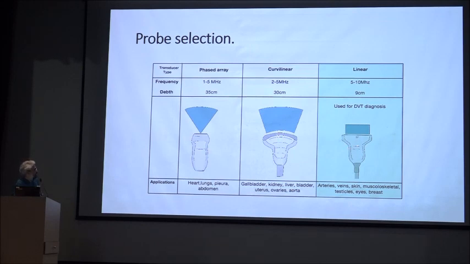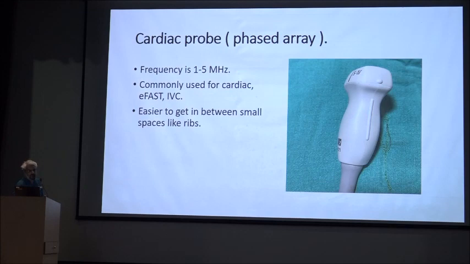And the other probe, the linear probe, is usually a high frequency probe. The higher the frequency, the lesser the penetration. So it's usually used for putting central lines and arterial cannulations. So this is the choice of the probe. The phased array probe has a frequency of around 1 to 5 megahertz. It's commonly used for doing cardiac echo, E-FAST, or assessing the IVC. And due to its size, it's easier to get in between small spaces like the ribs.